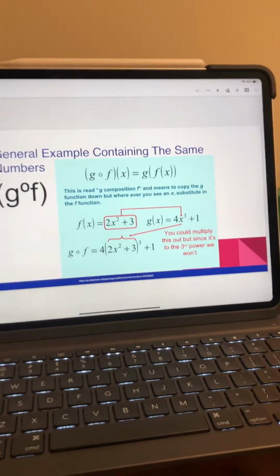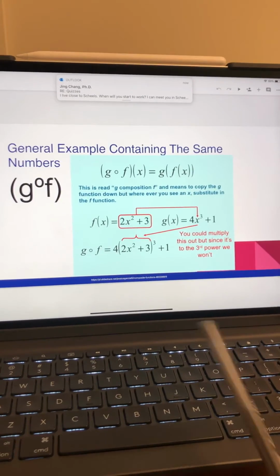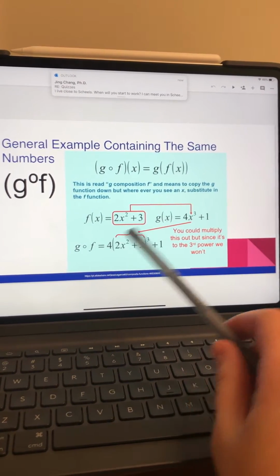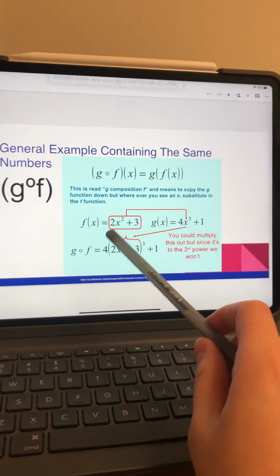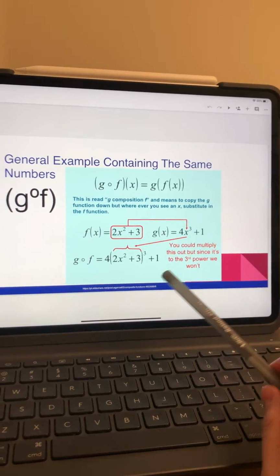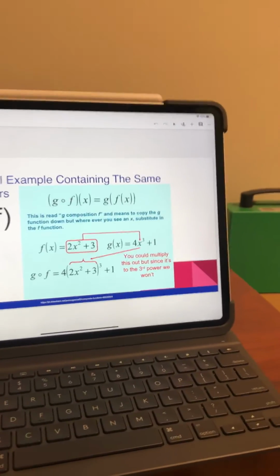So this is g of f, which is the other way around. So now you're going to have g, and then for every x in the function of g, you're going to plug f into that, and then you're just going to solve it again, just like we did for f of g.